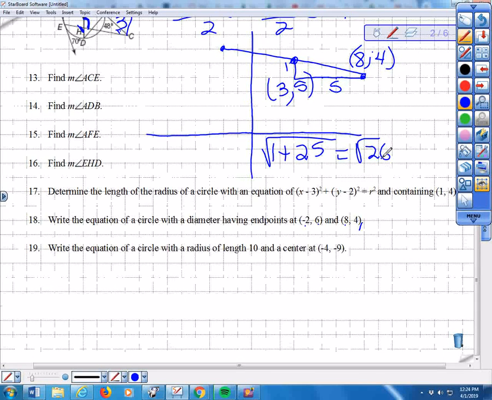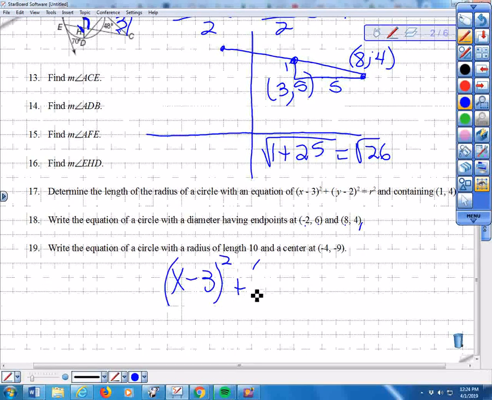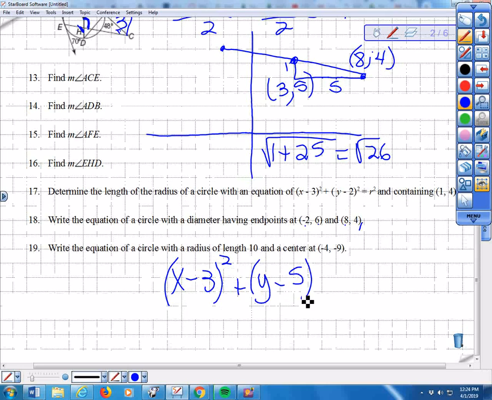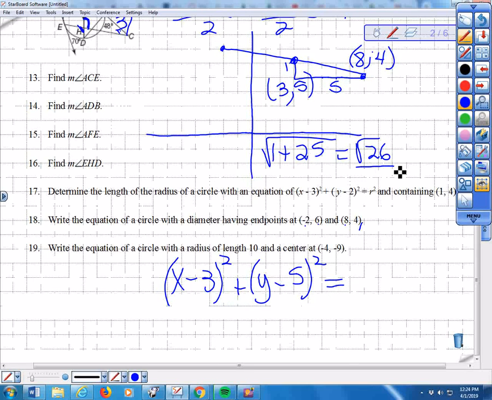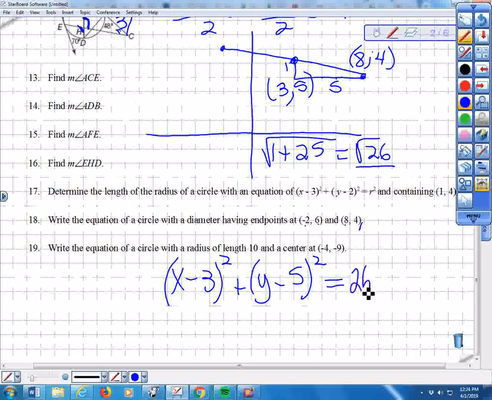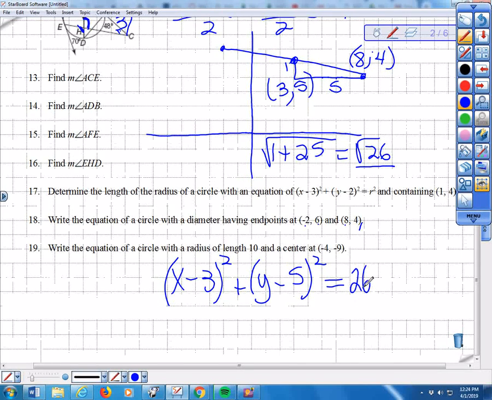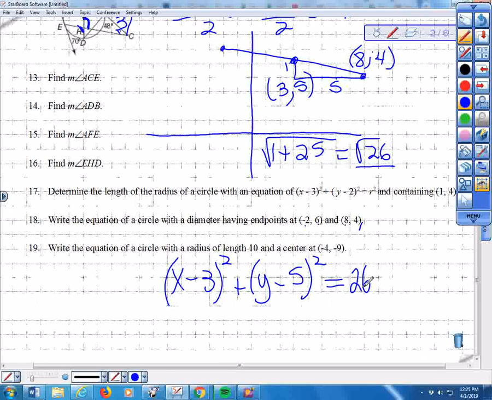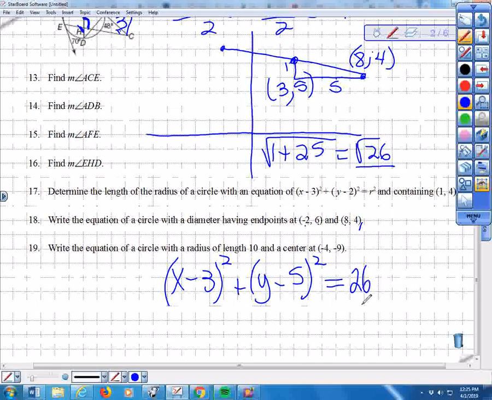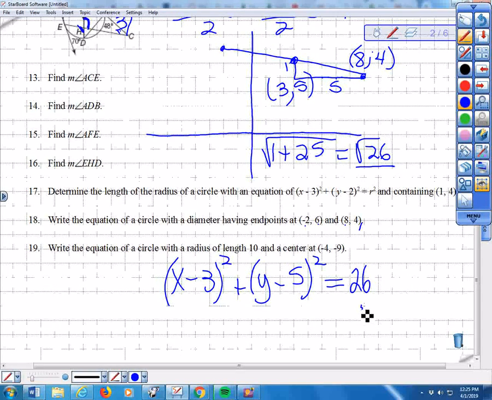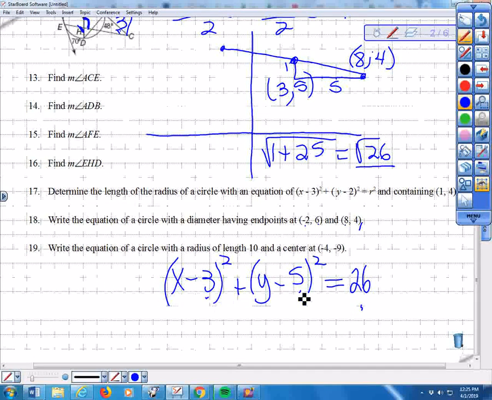So to write it as a formula then, x minus the x-coordinate, y minus the y-coordinate of the center, is equal to the radius squared. Well, the square of this is 26. That's the equation of my circle. So you had to find the midpoint, then use the distance formula to find the length of the radius. And then you had to know the equation of the circle. It's x minus the x-coordinate of the center, y minus the y-coordinate of the center, both of those squared, is equal to the radius squared.